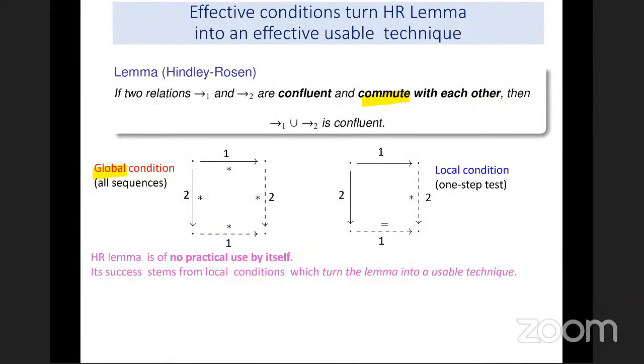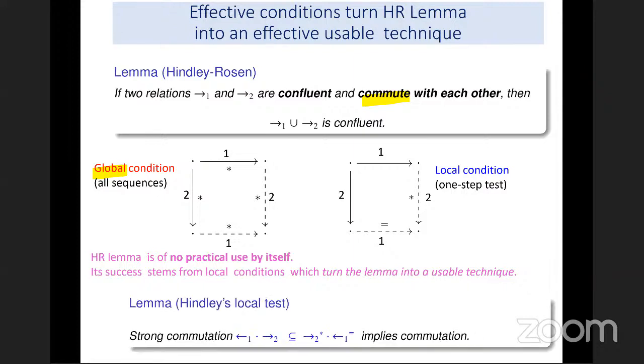So the subtlety is that the lemma reduces the confluence of the compound system to just proving their commutation. The two components are already confluent, and you need to prove a condition that is commutation. But commutation is as difficult to prove as confluence. It's a global condition, universally quantified on all sequences starting from an element. There is no gain here. The gain is that commutation can be expressed in terms of local conditions. So in one step, you just need to check a simple diagram starting from one element.